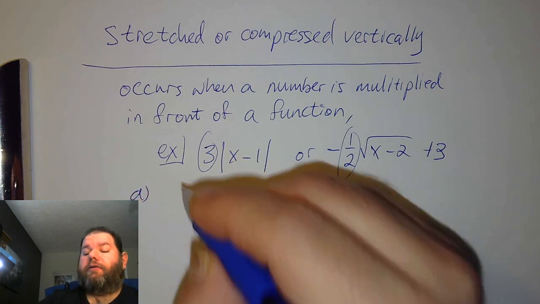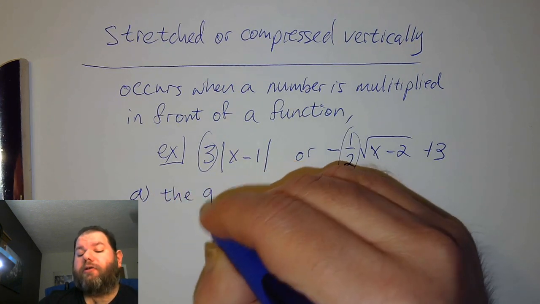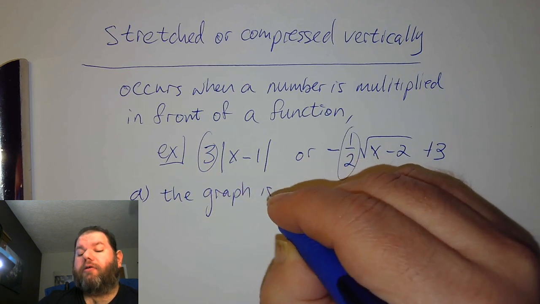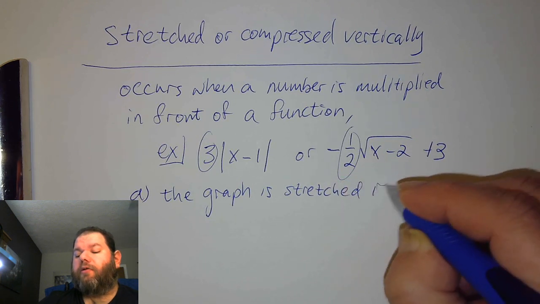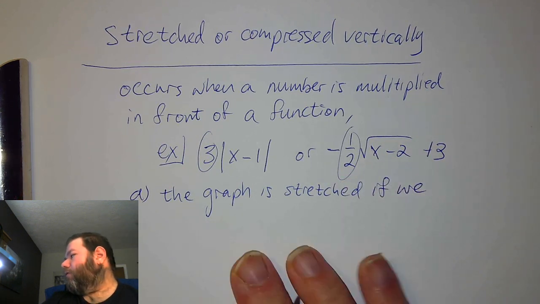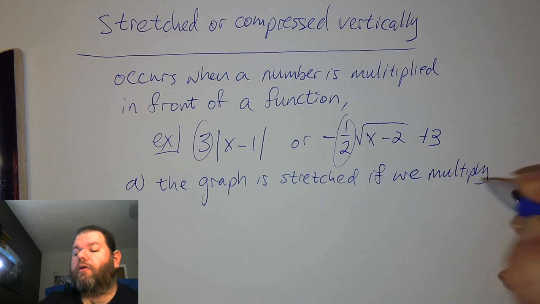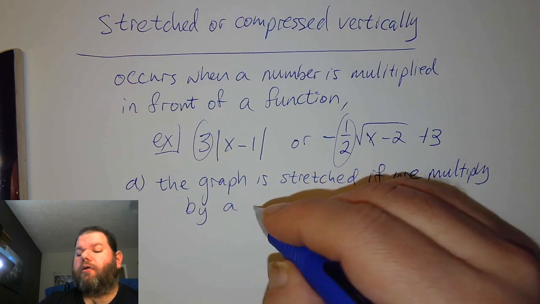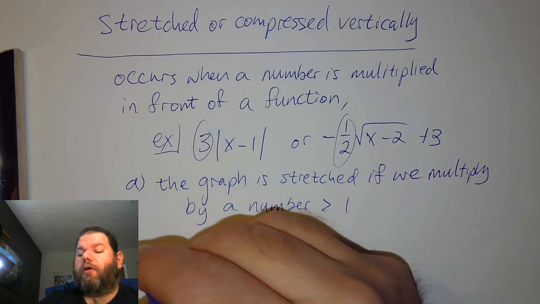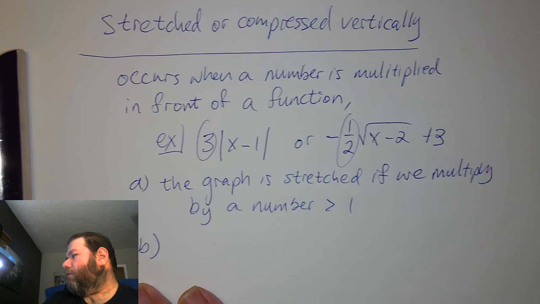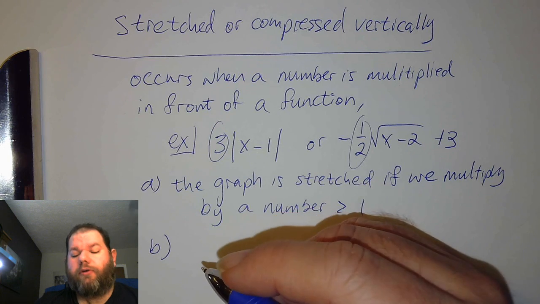So, A, if we multiply by a number bigger than 1, the graph is stretched. And then B, the graph is compressed if we multiply by a number smaller than 1.